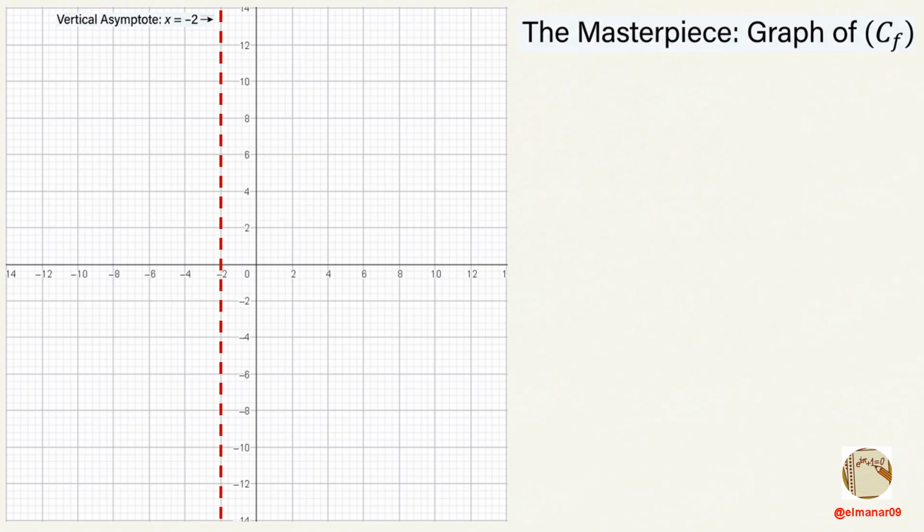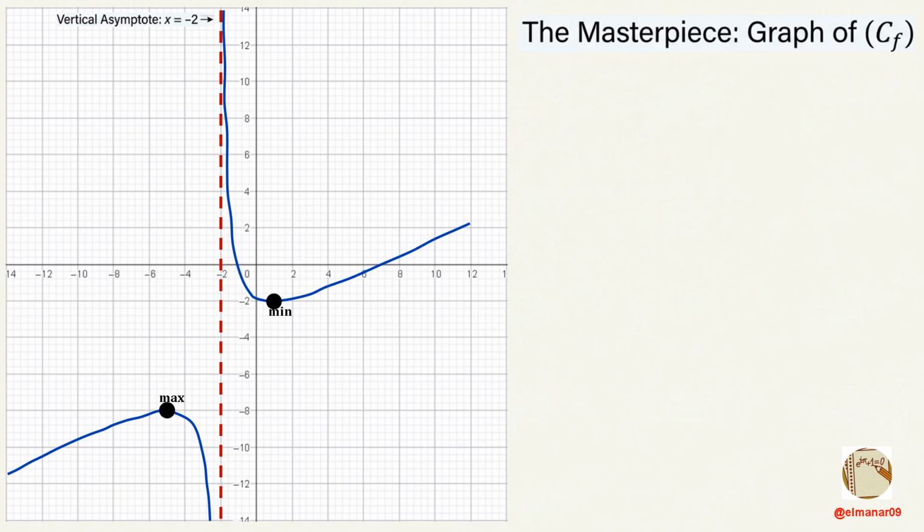It's a no-go zone. Now look over at the left side of that wall. We've got a smooth curve reaching a peak. That's our local maximum right there at the coordinates (-5, -8). It's the king of that hill. But then, look what happens on the right side of the asymptote. The curve drops down, hits a floor at (1, -2), which is our local minimum, and then starts climbing again.